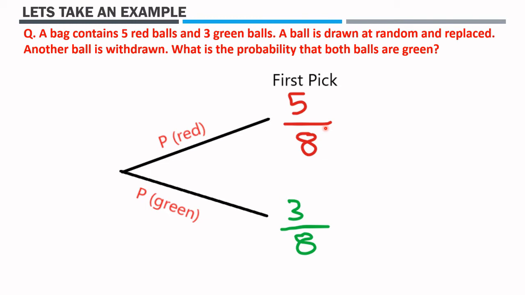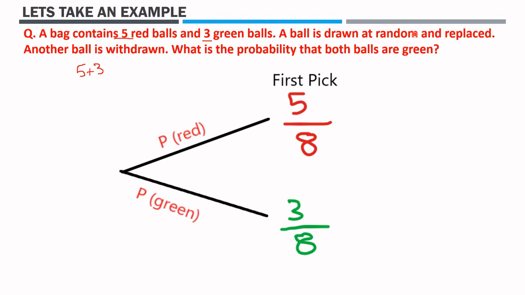A basic structure of a tree diagram you will see over here, step by step. So we make a probability of red. It says 5 red balls, so 5 out of 8. Now how I got 8 is the total possible outcomes. And how did I get that? It is simply 5 plus 3, because this 5 and this 3. So 5 out of 8, and probability of green is 3 out of 8.